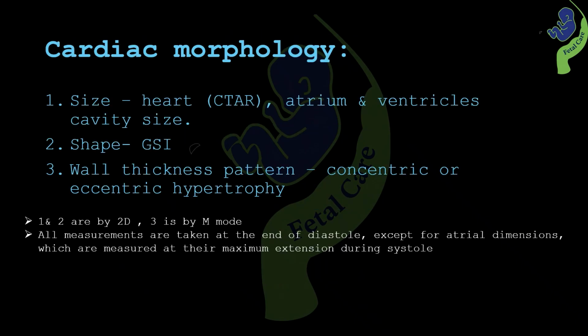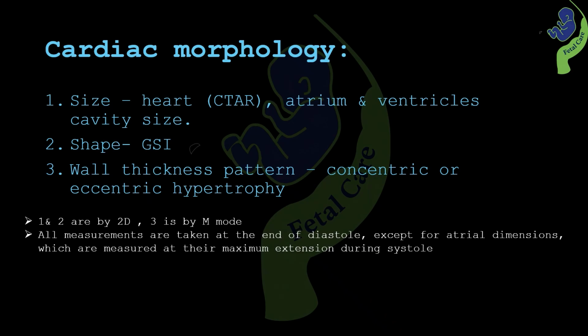Under cardiac morphology, we look at 3 things. First is the size, in which we measure cardiothoracic area ratio and atrial and ventricular cavity dimensions. The second will be to assess the shape of the fetal heart, which will be done by using globular sphericity index. The third step will be to assess the wall thickness pattern, determining whether it is concentric or eccentric hypertrophy, which then will tell us about the type of remodeling.